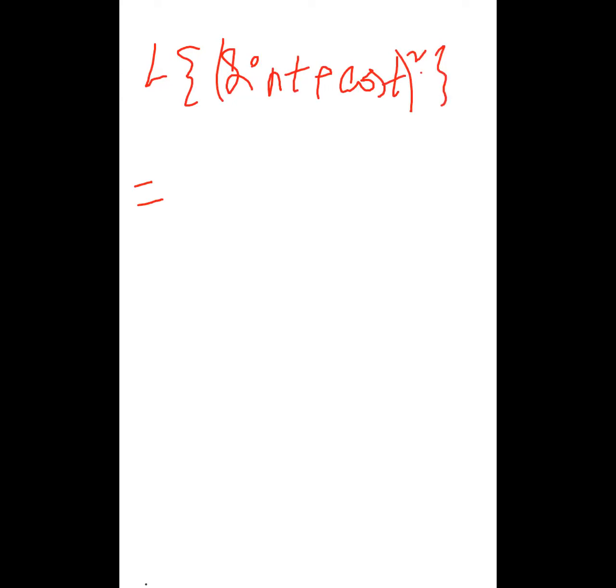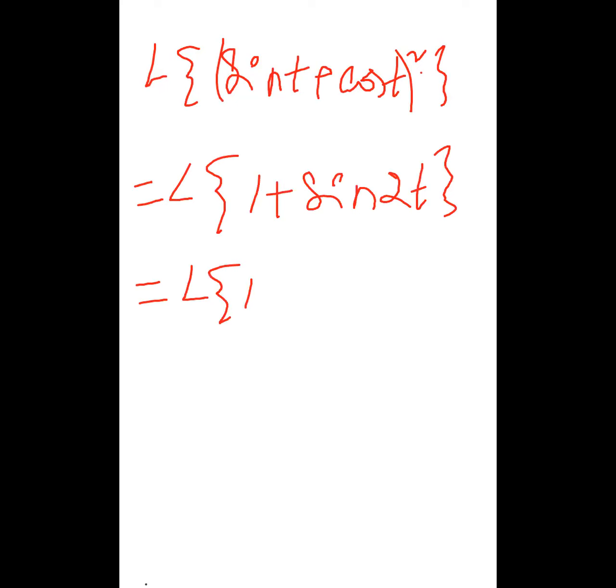So the given problem is L of (sin t plus cos t) whole square, which is 1 plus sin 2t. Apply the linearity property to separate the Laplace transform into both functions. First one is L of 1, there is no constant term. Second one is L of sin 2t, here also no constant term. The first result: L of 1 equals 1 by s.